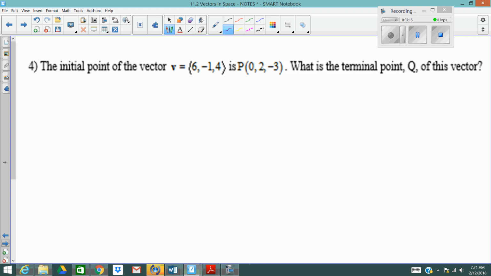All right, next example, the initial point of the vector v is P 0, 2, -3. What's the terminal point Q of this vector? So I know that I get my vector v by taking the terminal point minus the initial.